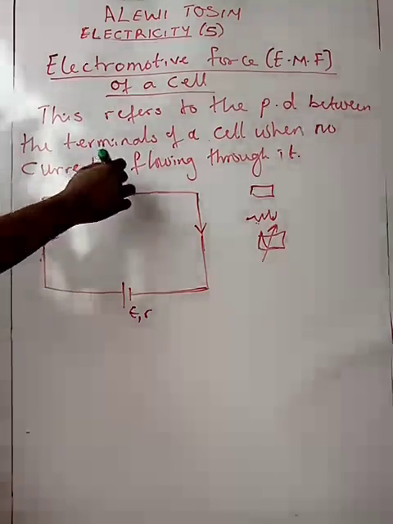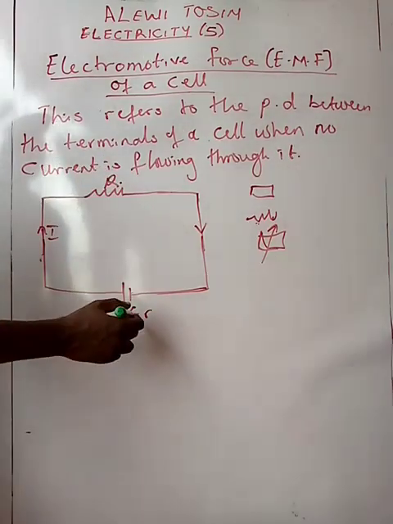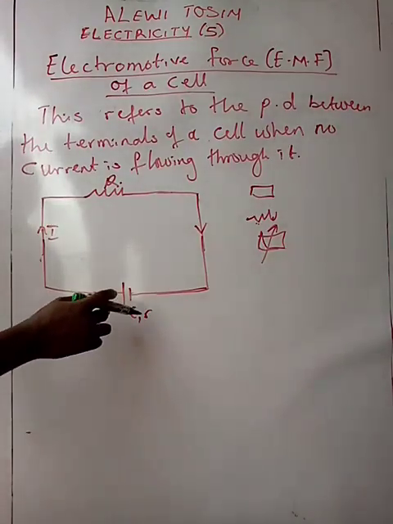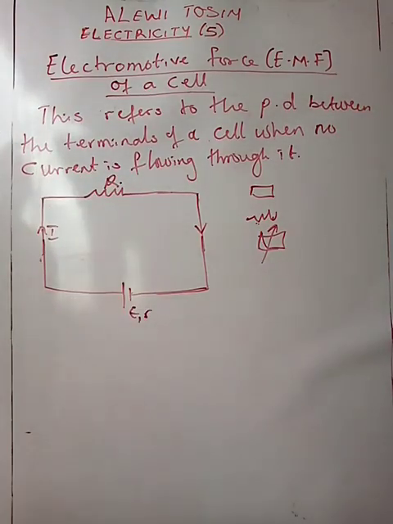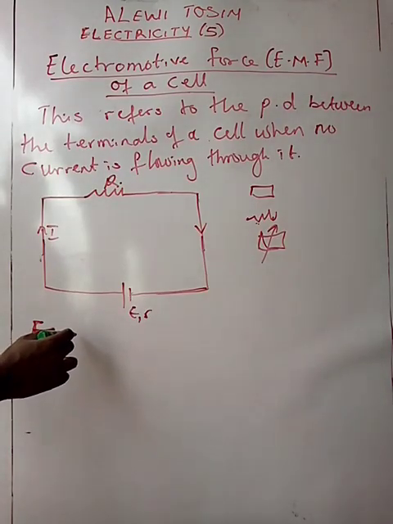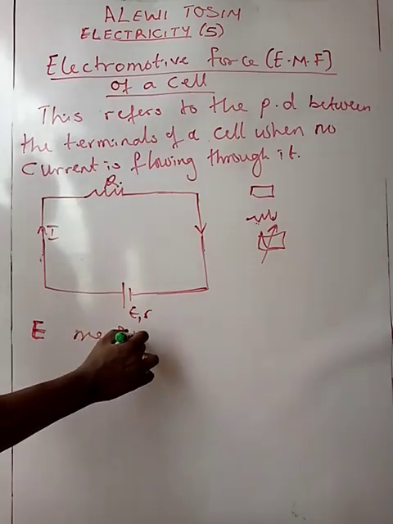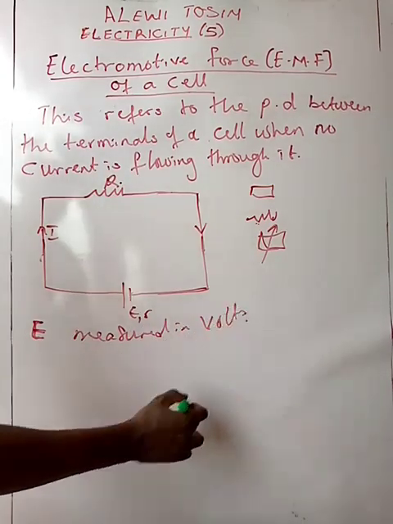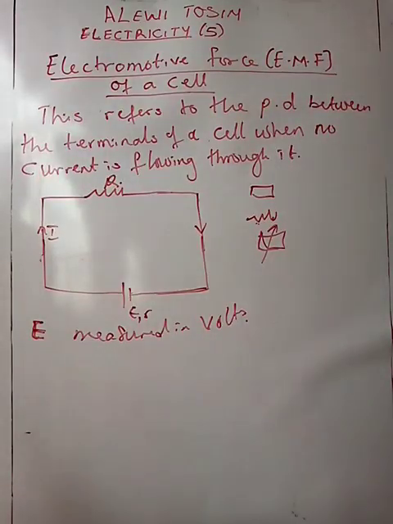Now, we call this the what? The external resistor. And this we call what? The internal resistor. We say our big R is the external resistor and our small r is the what? Internal resistor. So we say that our electromotive force is denoted by E, and it is measured in volts, just like the potential difference.